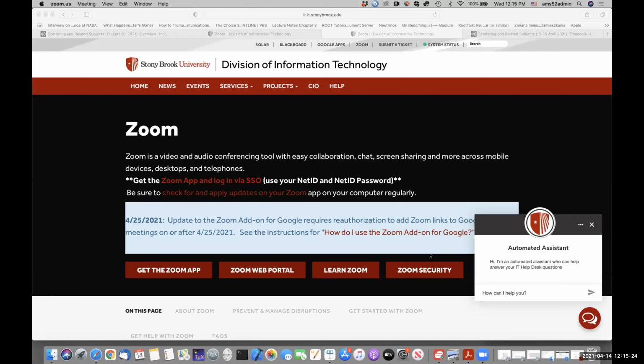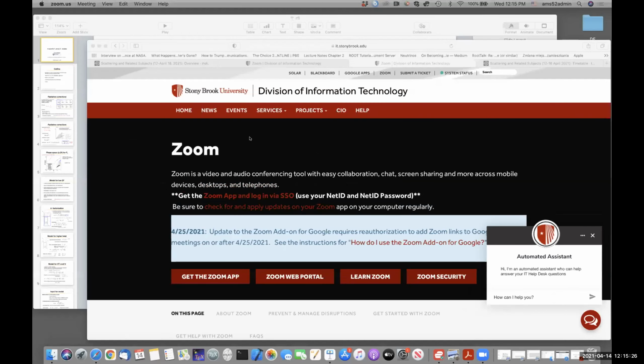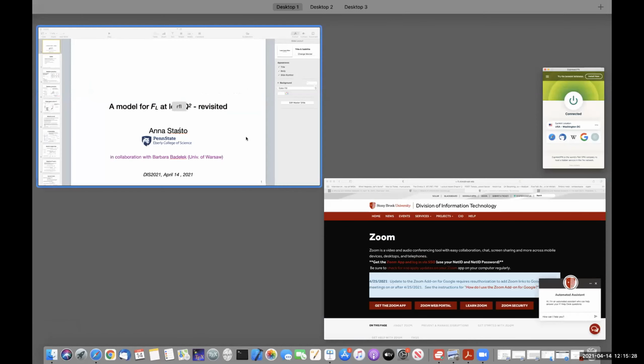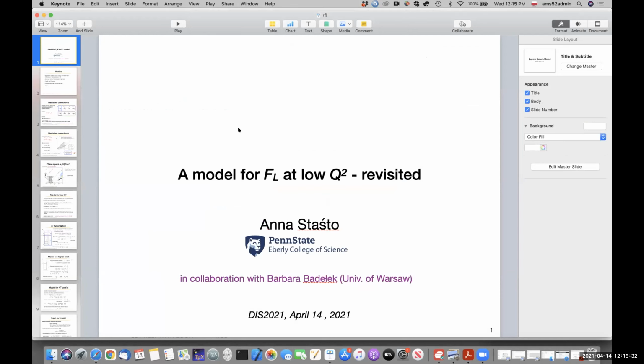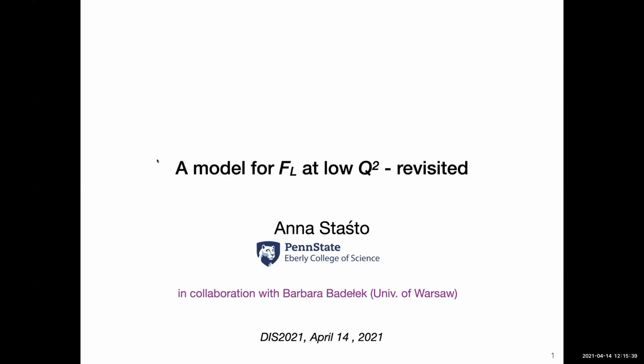And we will start the last session of today. And our first speaker today will be Anna Stachto, and she will tell us about the model for FL and F2 structure functions at low Q square and X values. Anya, you have 17 minutes for your talk. I will remind you 2 minutes before the time ends. Please start. Thank you. Thank you, Kasia.